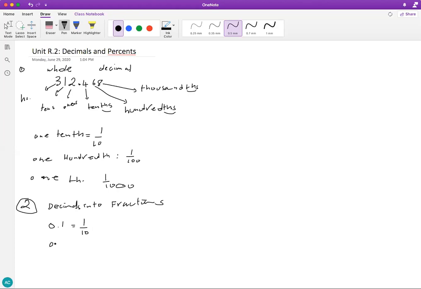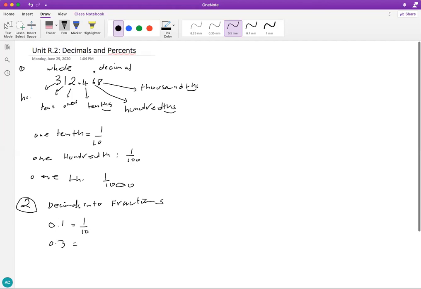What about this one? Let's first read it and then write it as a fraction. How do you read this in this form? How many of what do you have?